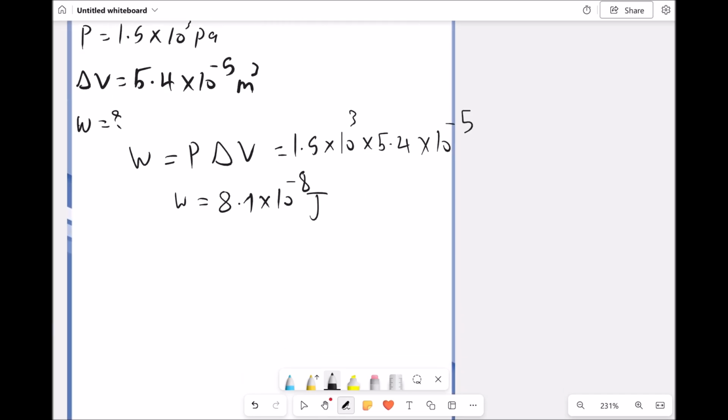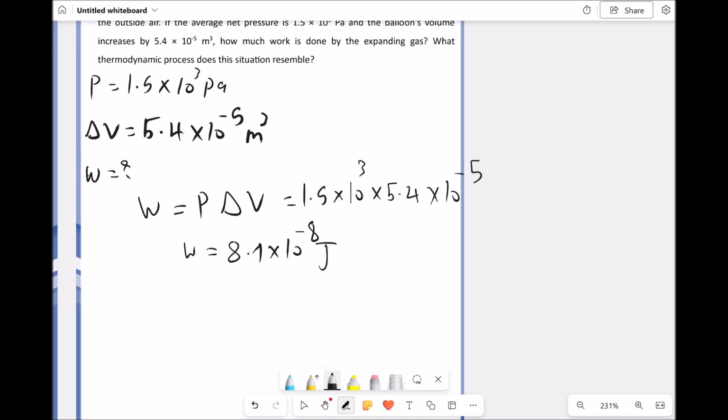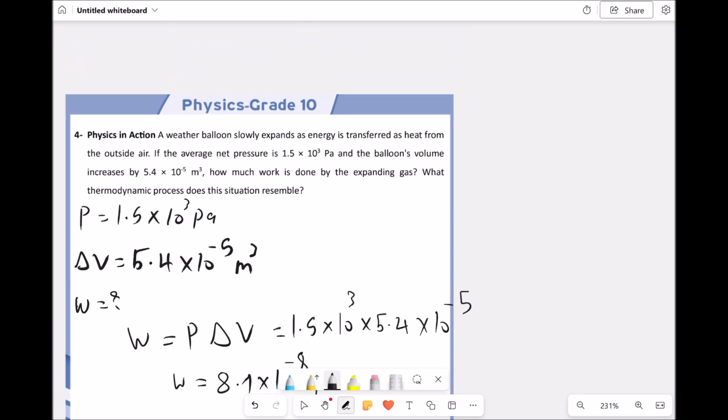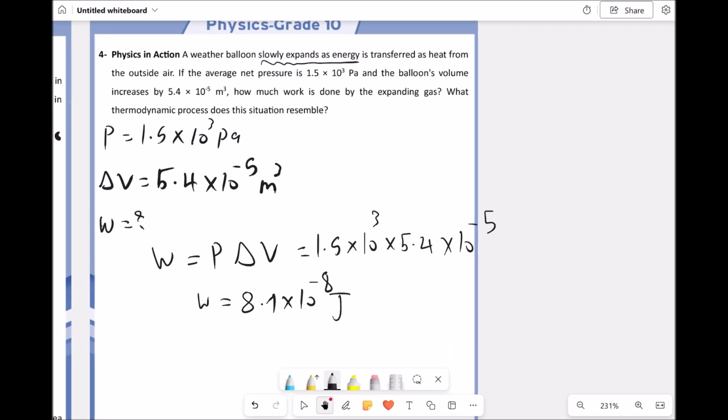Now, we have a positive result. We know that gas is doing work and gas is expanding. But which thermodynamic process is this? It says what? The balloon slowly expands. So which process is going to be? It's going to be isothermal, since it is slowly expanding.